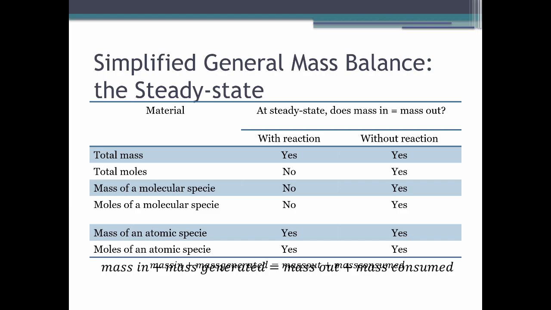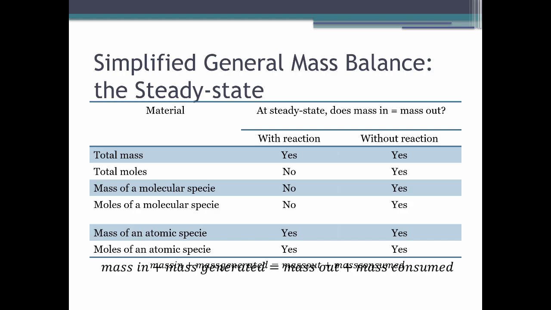The same goes for the type of a certain molecular species. For example, glucose in a fermentation, that's a process with reaction. So do not expect that the amount of glucose in at the start will be the same as the amount of glucose at the end. So it's not. If there is no reaction, then you just observe that there should be.